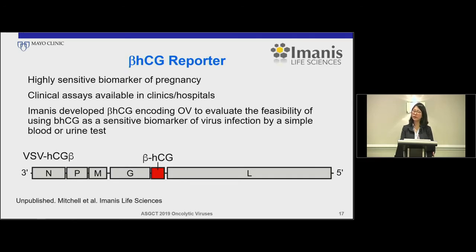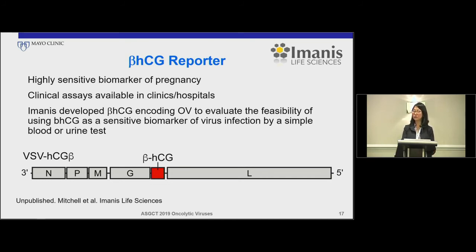So in collaboration with Imanis Life Sciences, we have been also developing a beta-HCG reporter, and these are unpublished data that Imanis is happy to share with us, and it's their collaboration with Vyriad to develop an in vivo diagnostic for their VSV test article. We know a little bit about the beta-HCG for some of us because it's a highly sensitive biomarker of pregnancy. There's clinical assays available in clinics and hospitals.